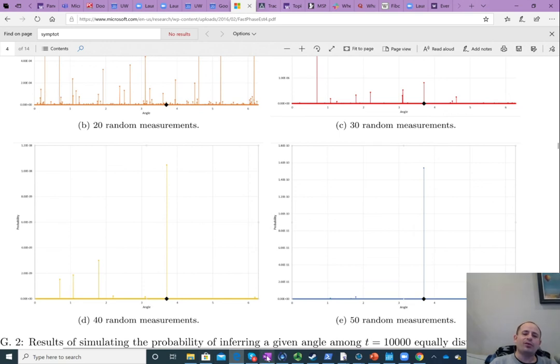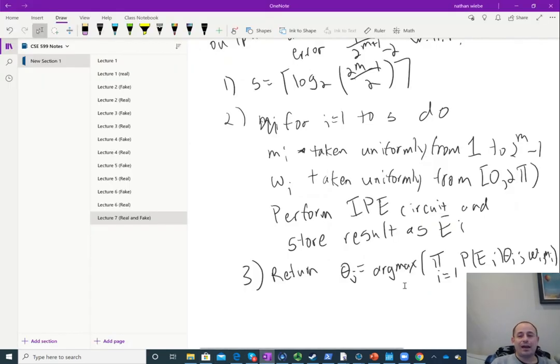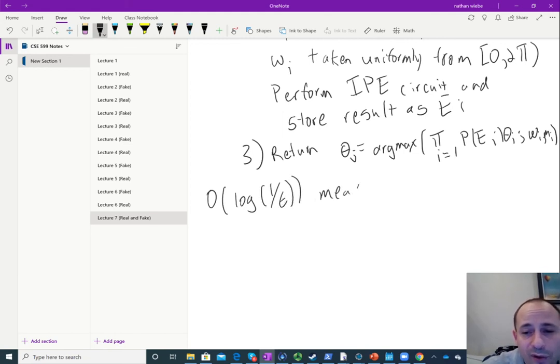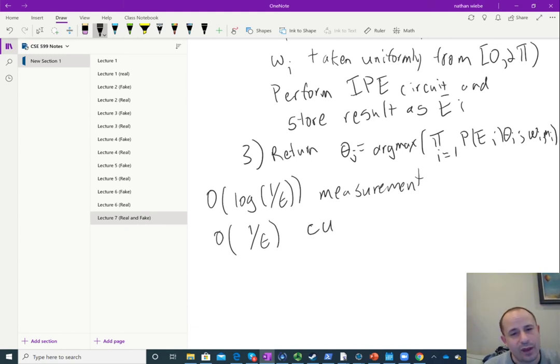There's some pros and there's some cons to this. One of the big pros is that they can actually prove that this process requires order log 1 over epsilon measurements, and as mentioned, order 1 over epsilon applications of control U. So this means that if we want to learn the value of the phase within error epsilon, we can do quadratically better with this approach to phase estimation than we can do using ordinary sampling.